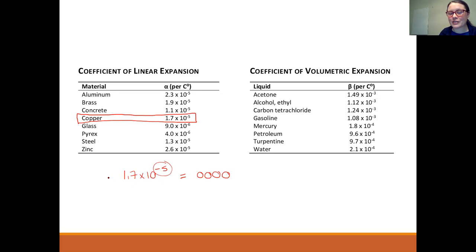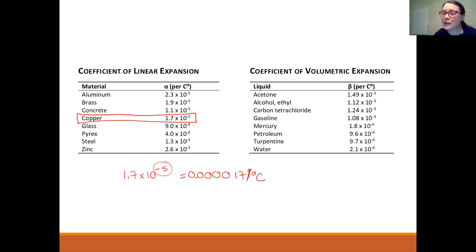So 1, 2, 3, now 0.00017 per degree Celsius, okay? So if we think about place values, I don't know how to read it. We could figure out what the place value of that is, but it's even smaller than 1,000th. We're talking like thousands of thousands is how much the change is going to be.